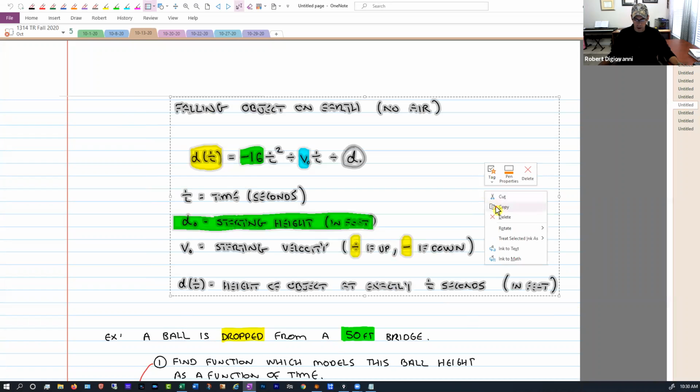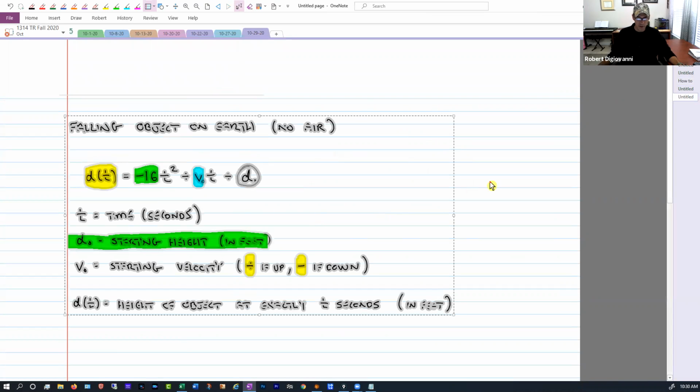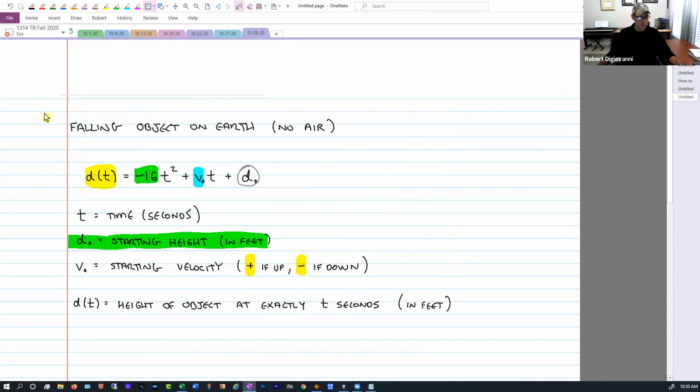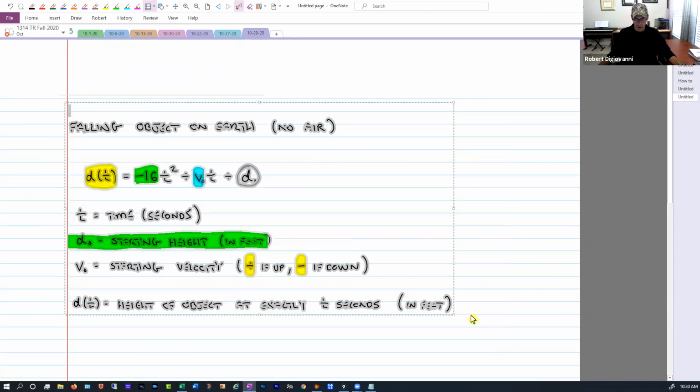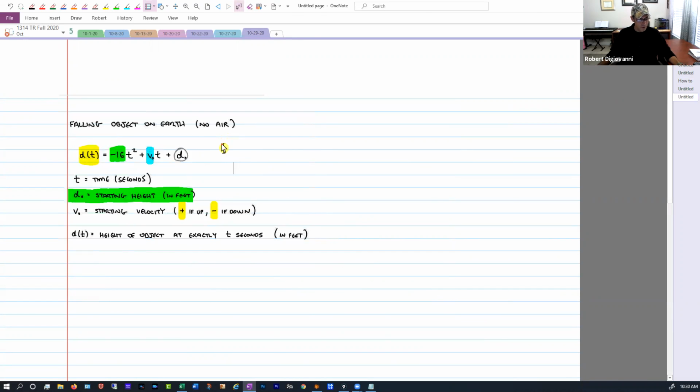Talking about objects that fall on Earth, right? And that all objects fall on Earth at the same rate, regardless of their weight. And so because of that, we have a quadratic function that actually models that. So here it is. I would put this on my formula sheet if I were you, right? d of t equals negative 16t squared plus v naught t plus d naught. And we talked about what all these different things mean, what they represent in the problem.